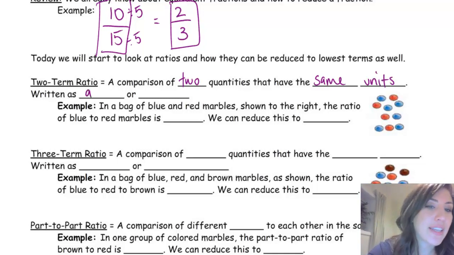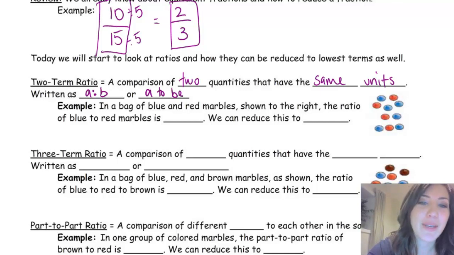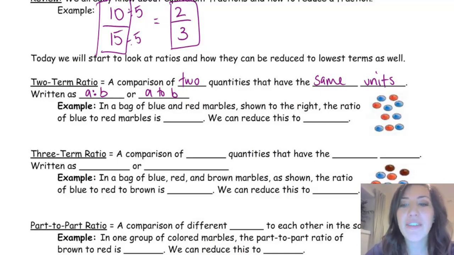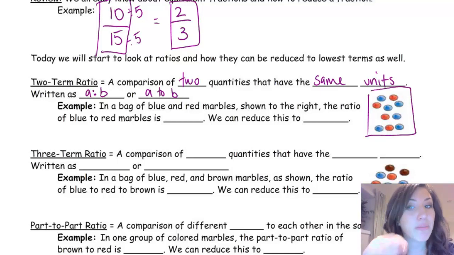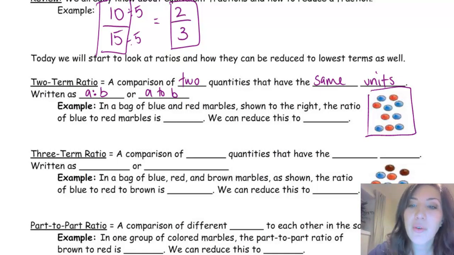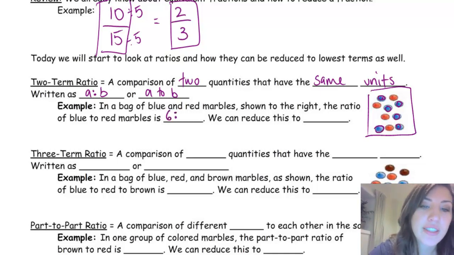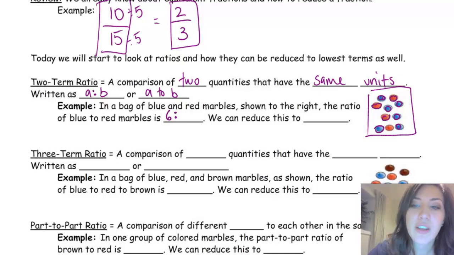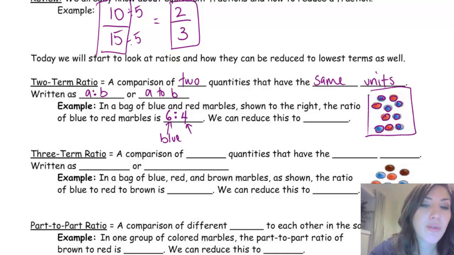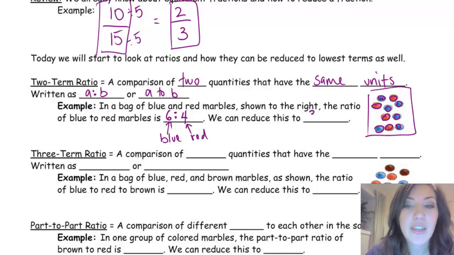So we can write this as A colon B, or you could say A to B. For example, if we have a bag of marbles that has some blue marbles and some red marbles, and we want to talk about the ratio of blue to red marbles, we would say that there are 1, 2, 3, 4, 5, 6 blue marbles, colon, so that's how we express a ratio, and then we have 1, 2, 3, 4 red marbles. I wrote the 6, the blue, first, because it says blue to red, and then I wrote the red second. You could reduce that to 3 colon 2, because both 6 and 4 can be divided by 2. 6 divided by 2 is 3, 4 divided by 2 is 2.